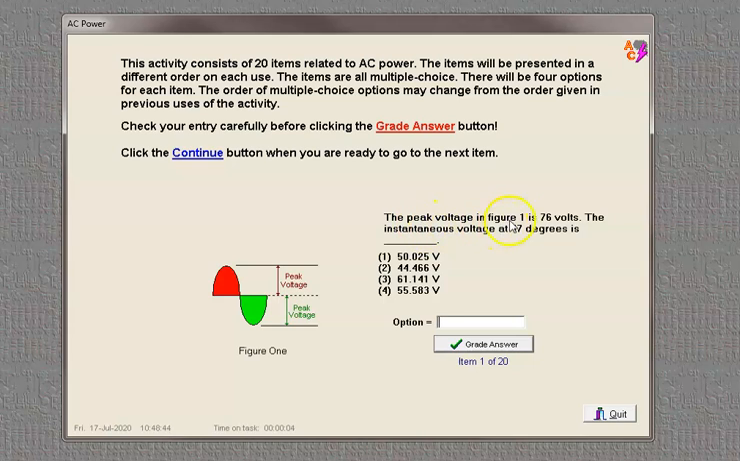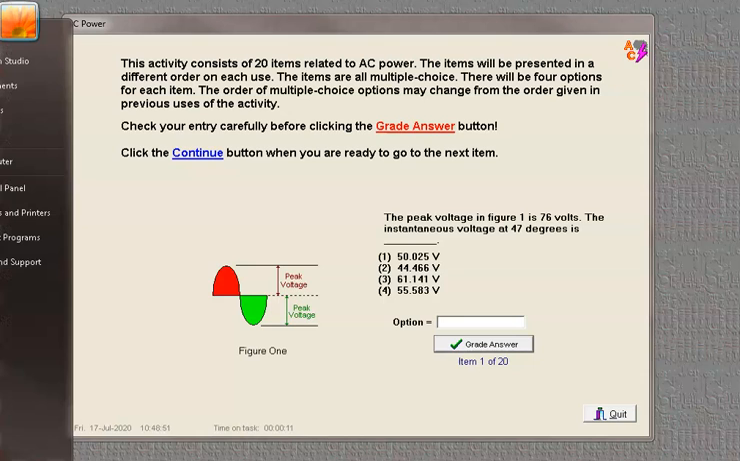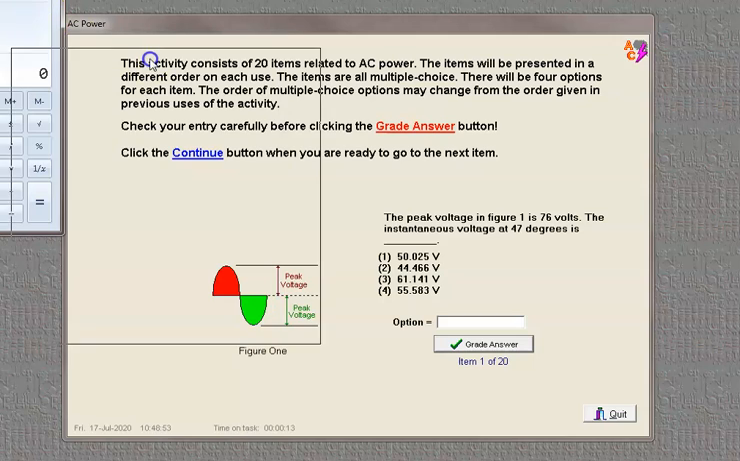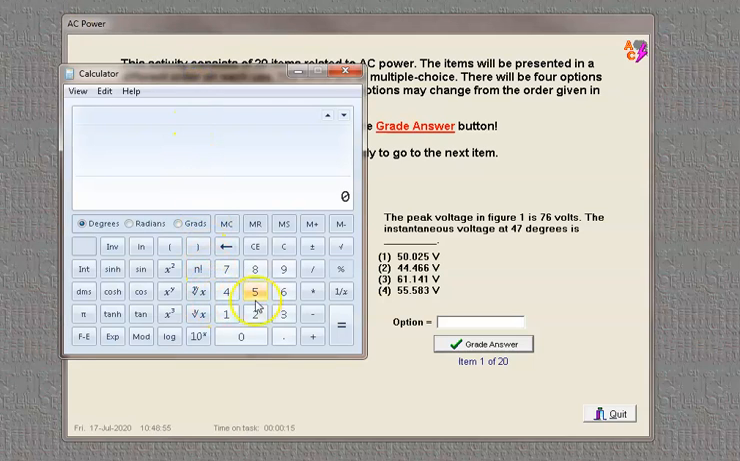The peak voltage is 76 volts. The instantaneous voltage at 47 degrees is, let's get our calculator, bring that in here. Let's do it this way: let's put in 47 degrees, take the sine of 47 degrees and multiply that times 76. When we do that, we get 55.58, which is option number 4.